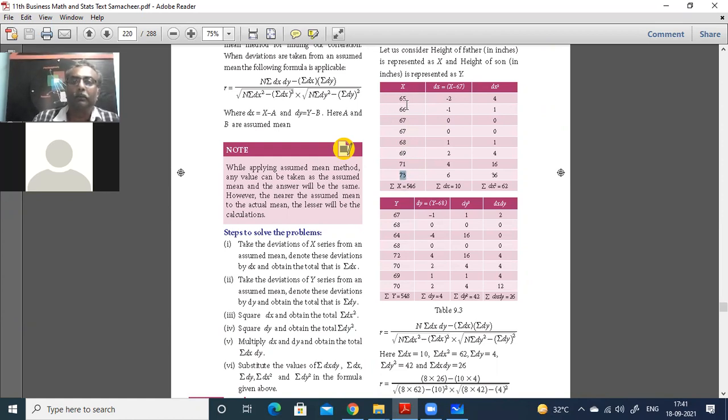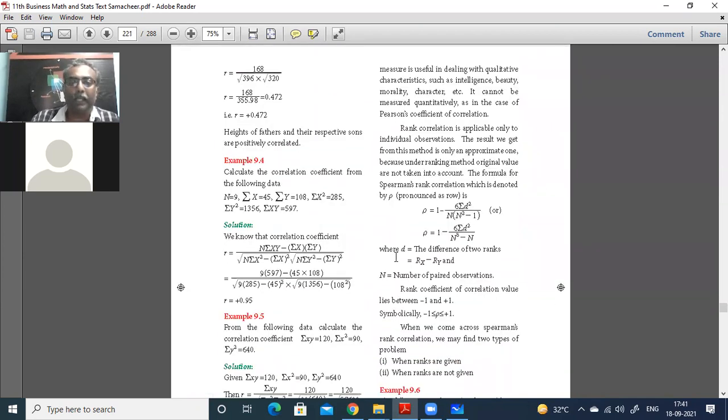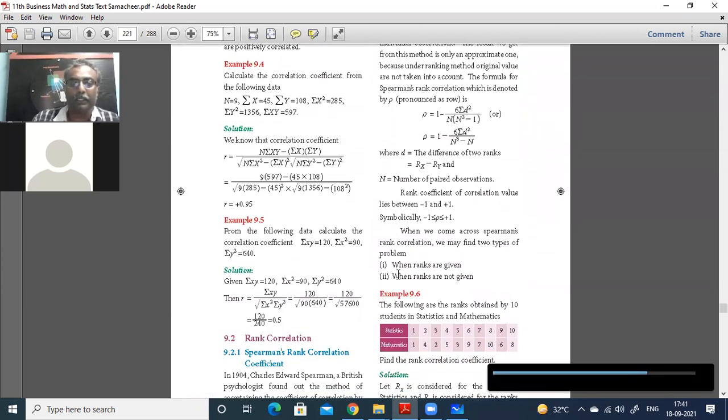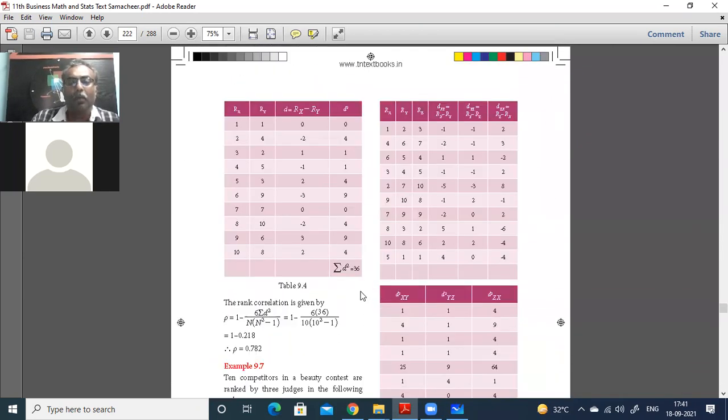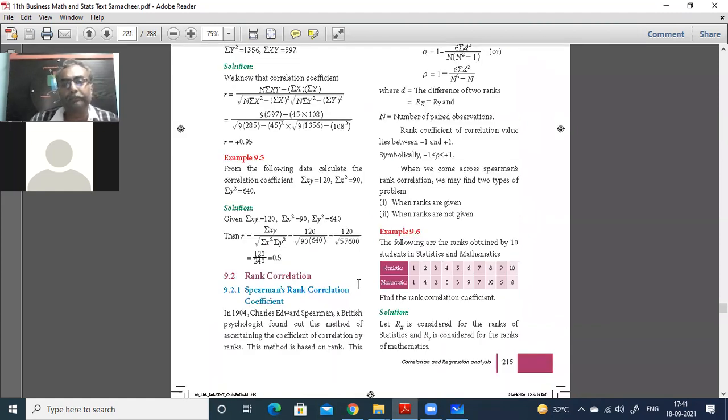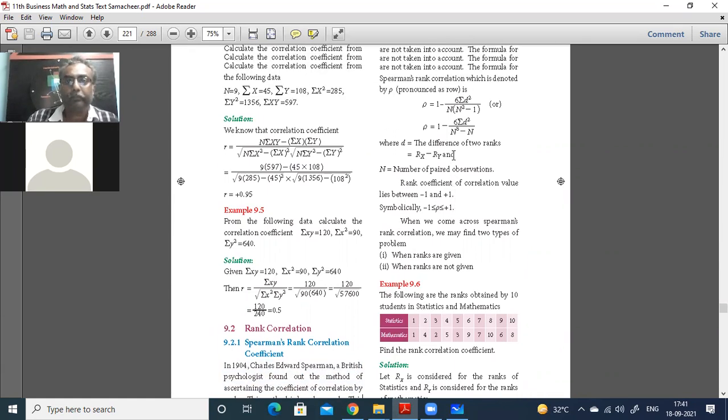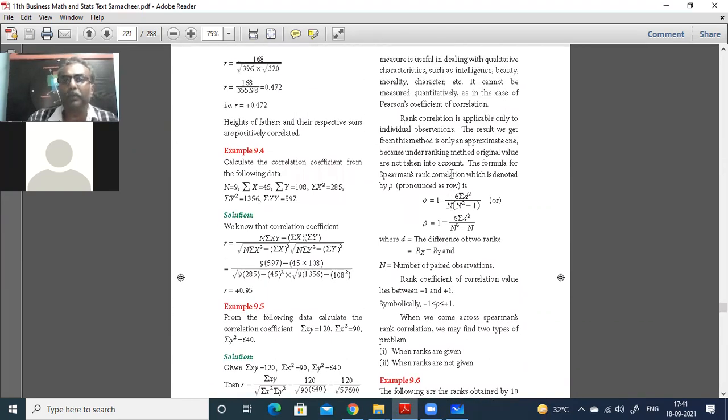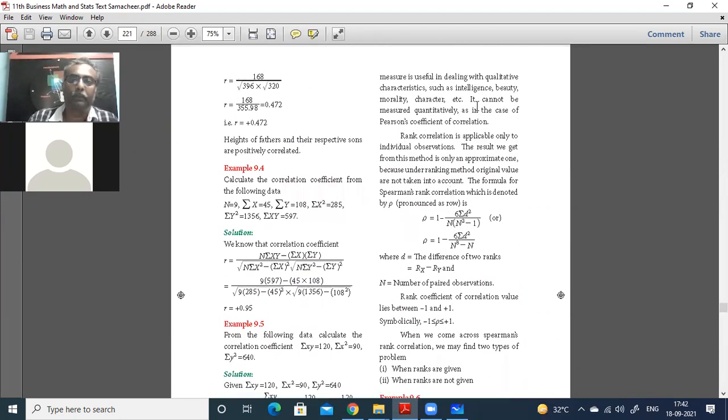Now, how do you find the correlation from rank data only? It's an important topic, Spearman's rank correlation. Why do you need rank correlation? In which situation? Like in a beauty contest, you can only do rank correlation. Rank correlation has a much simpler formula than the others. You use it where you cannot measure quantitatively. Beauty cannot be measured quantitatively.